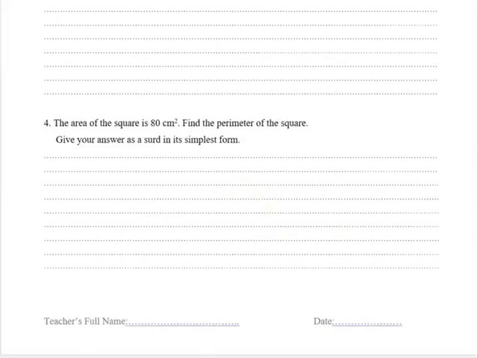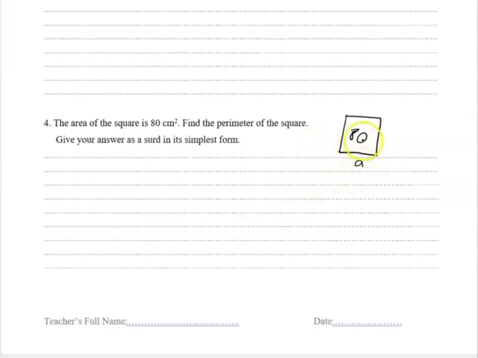Question number 4. The area of the square is 80 square centimeters. Find the perimeter of the square. Give your answer as a surd in its simplest form. So, we have a square. The area inside is 80 square centimeters. Now we know the length and the width of a square is the same. So we can use the same letter to represent the length and the width. So we can write A over here, and we can write A over here.